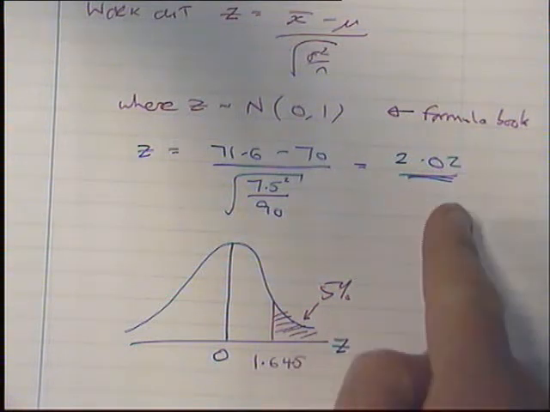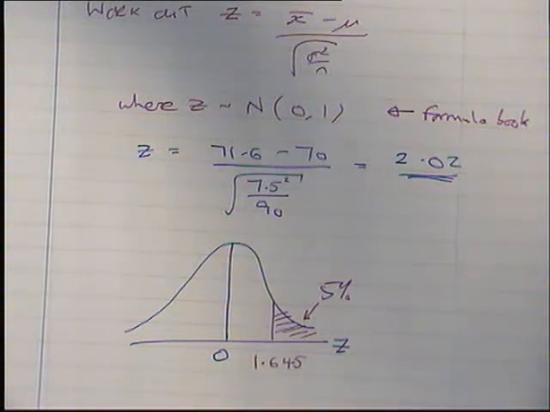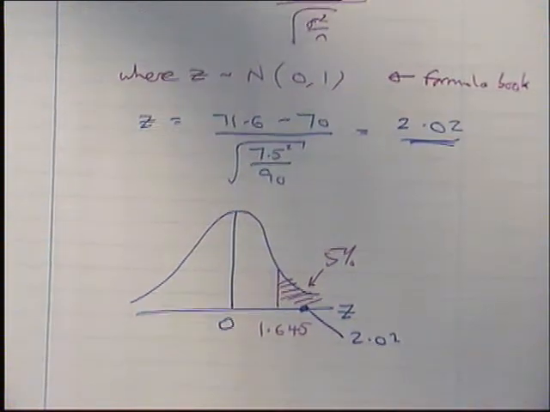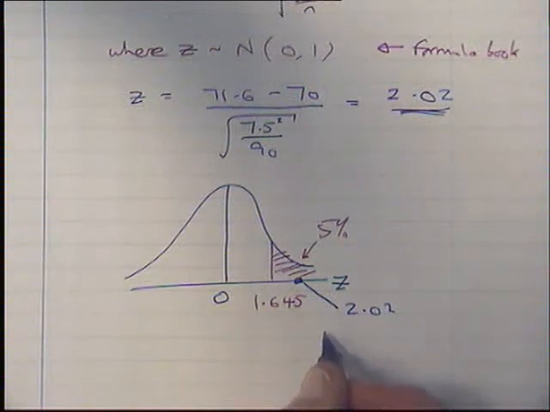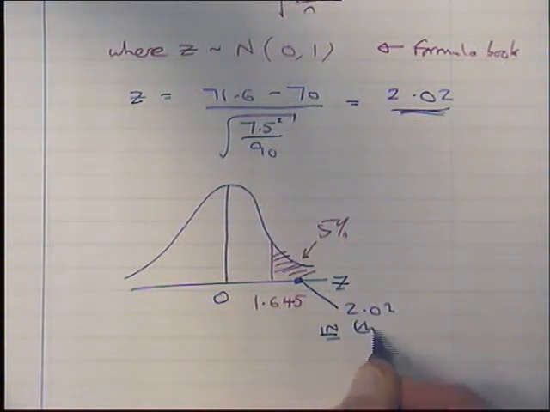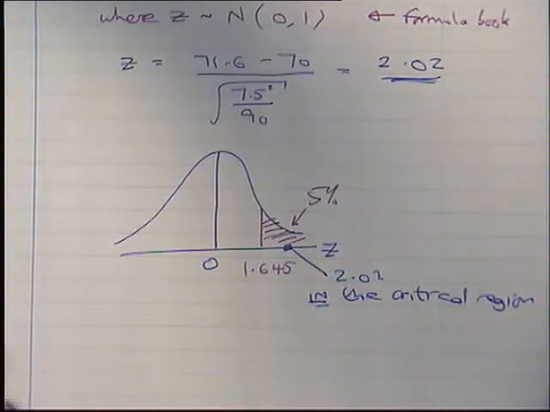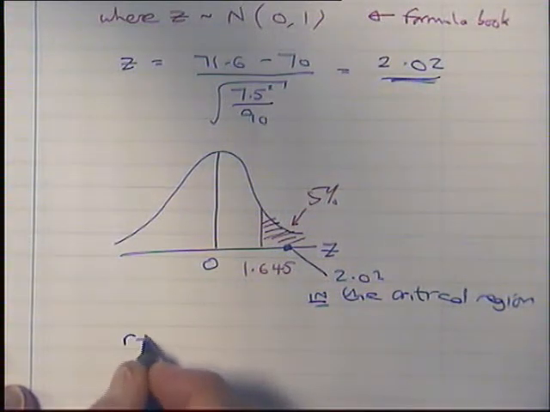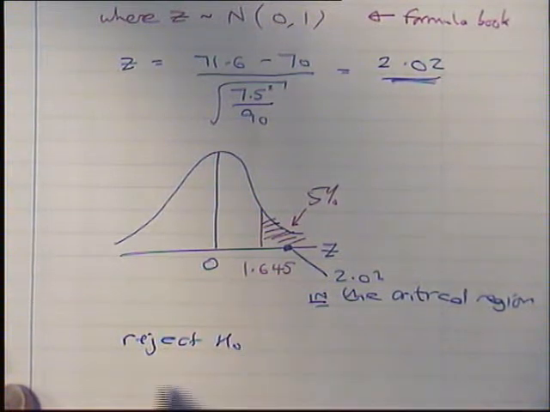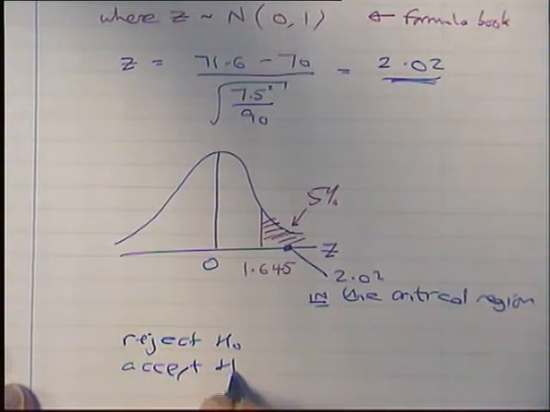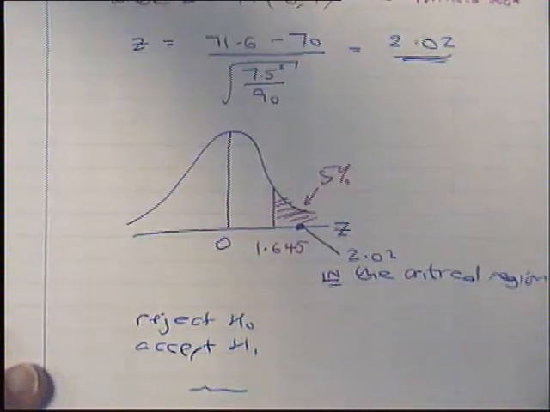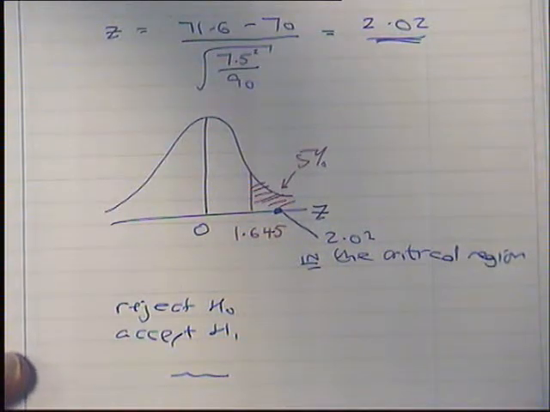We say 2.02. Where is that 2.02 on this Z scale? It's over here. That's where 2.02 is, and it's in the critical region. And what have we previously done if something is in the critical region? So we reject H0 and we accept H1, and then we write down some words, which we're not going to bother doing now because we've already done it when we did example 1 before. Job done. That's a lot easier.